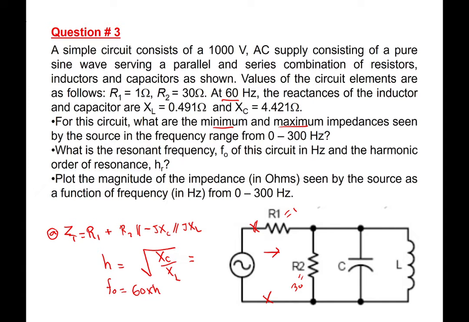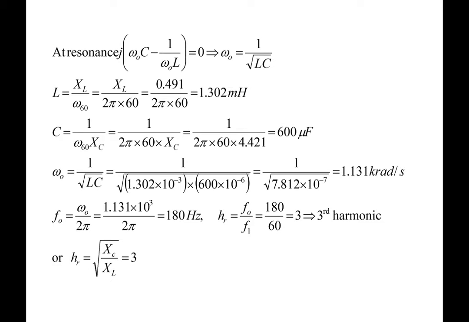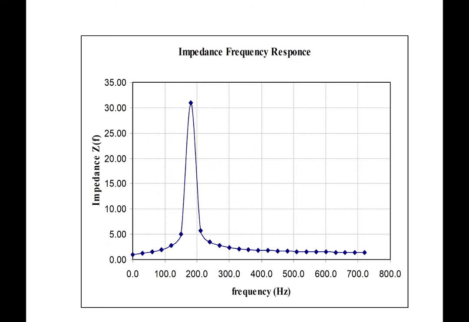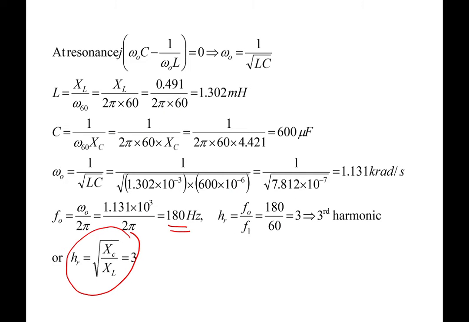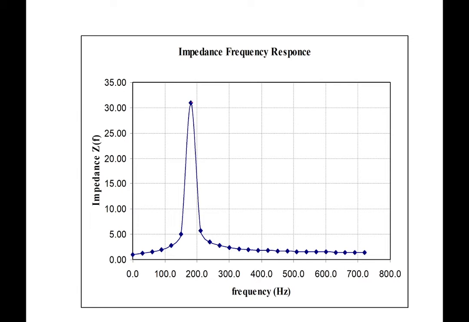Then plot the impedance. Okay, so anyhow this one will be harmonic order 3, and then we can find the resonance frequency. It will be 3 times 60, and that will be 180. Now if we like to plot the relationship between the impedance and the frequency, of course the resonance will be at 180. So at 180 we have maximum impedance, which is 31, because we have parallel resonance in the circuit.